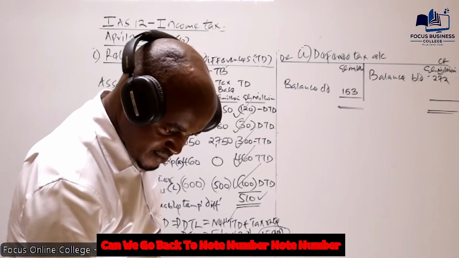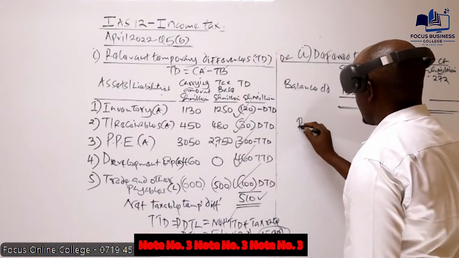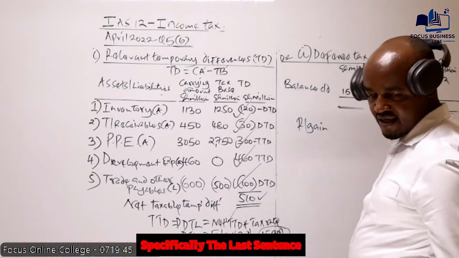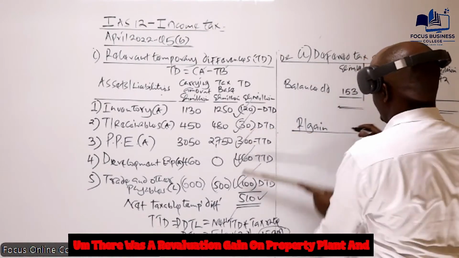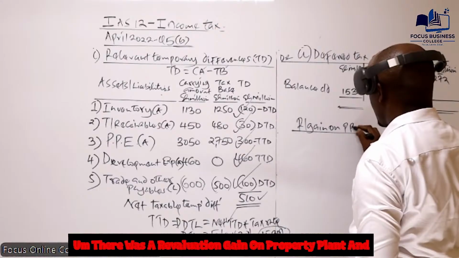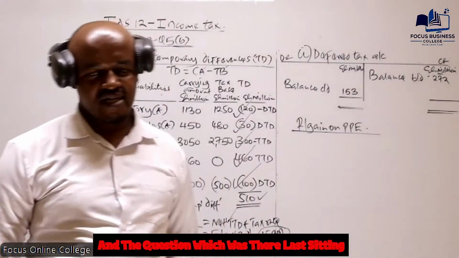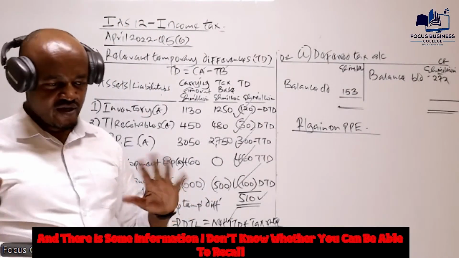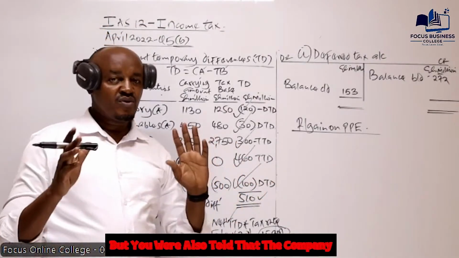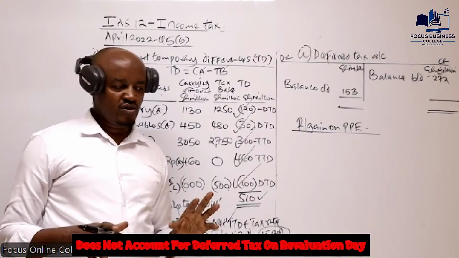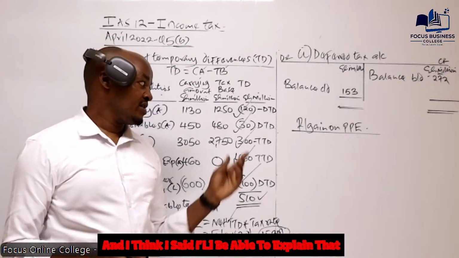Can we go back to note number 3? Specifically the last sentence of note number 3, there was a revaluation gain on property, plant and equipment. There is a question we did for cash flow, the question which was there last sitting, and there is some information. I don't know whether you can recall that. We were told in that question the company revalued some land and buildings, but you were also told that the company does not account for deferred tax on revaluation gain. And I think I said I'll explain that once we come to this topic.